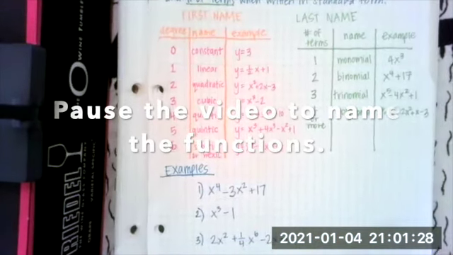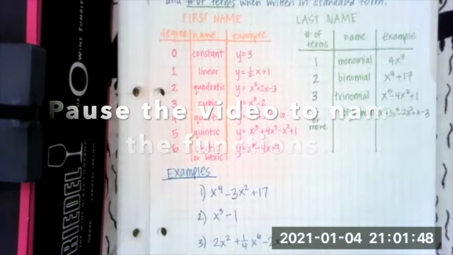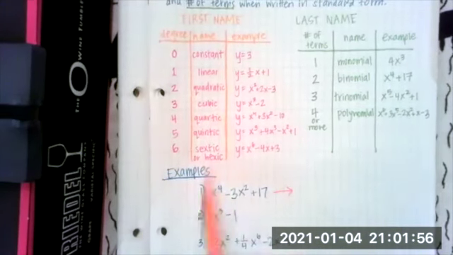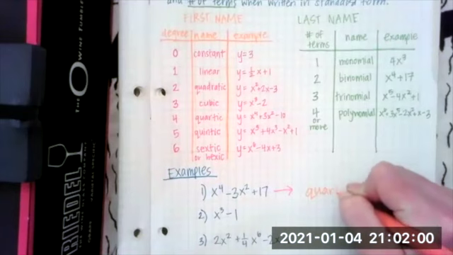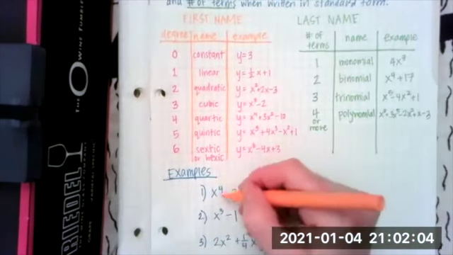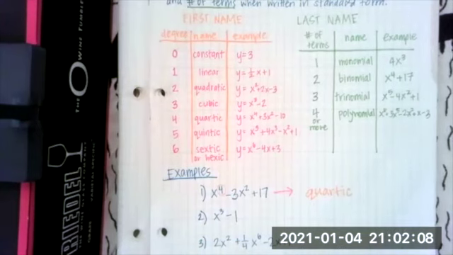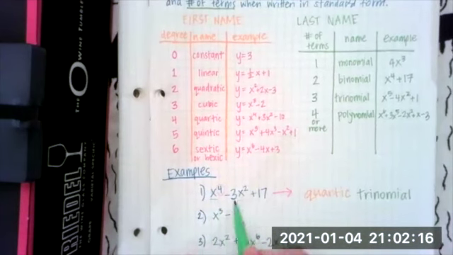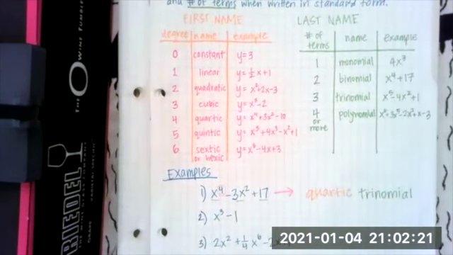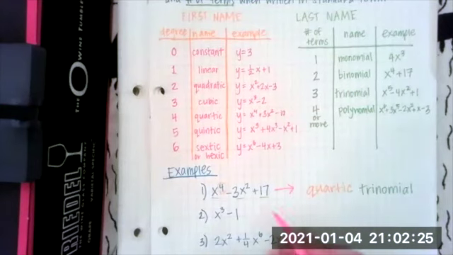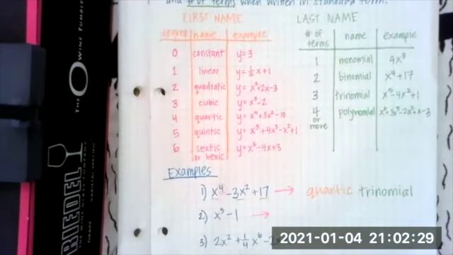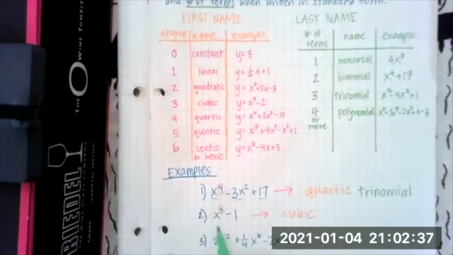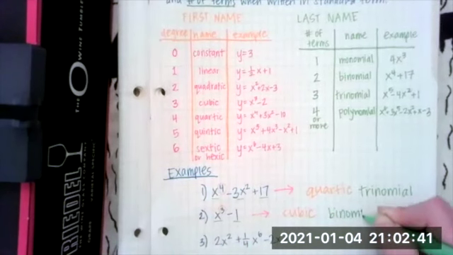Okay, if you need to, pause the video. All right, this first one here has a first name, quartic, because it is a degree 4. And its last name is 1, 2, 3, trinomial, because it has 1, 2, 3 terms. This second function, x cubed minus 1, has a highest degree of 3, so it is cubic. And because there's only 2 terms, 1, 2, it's a binomial.